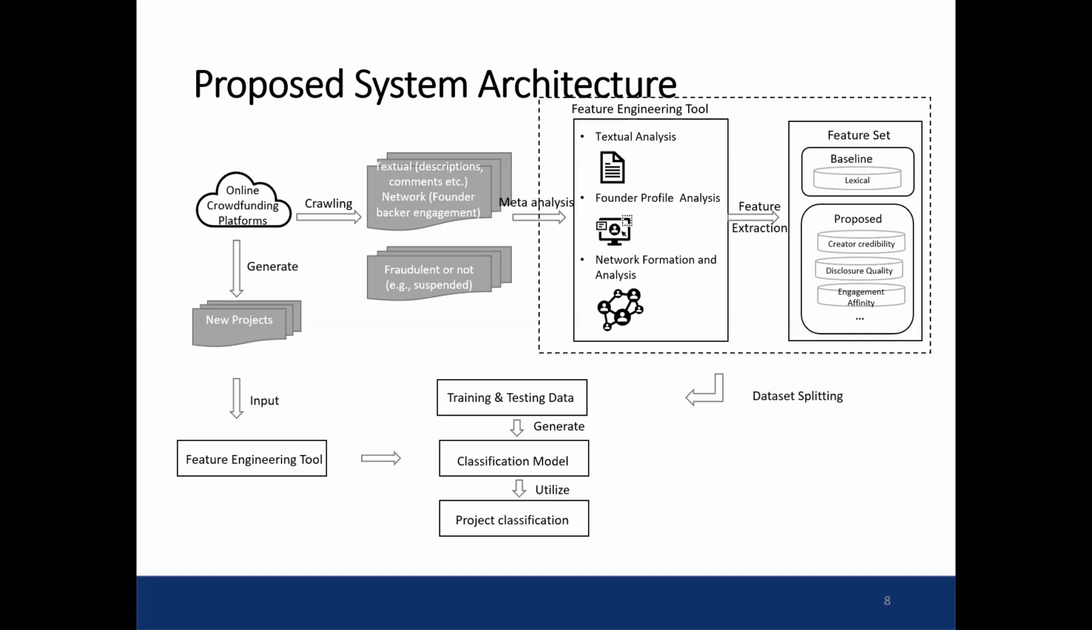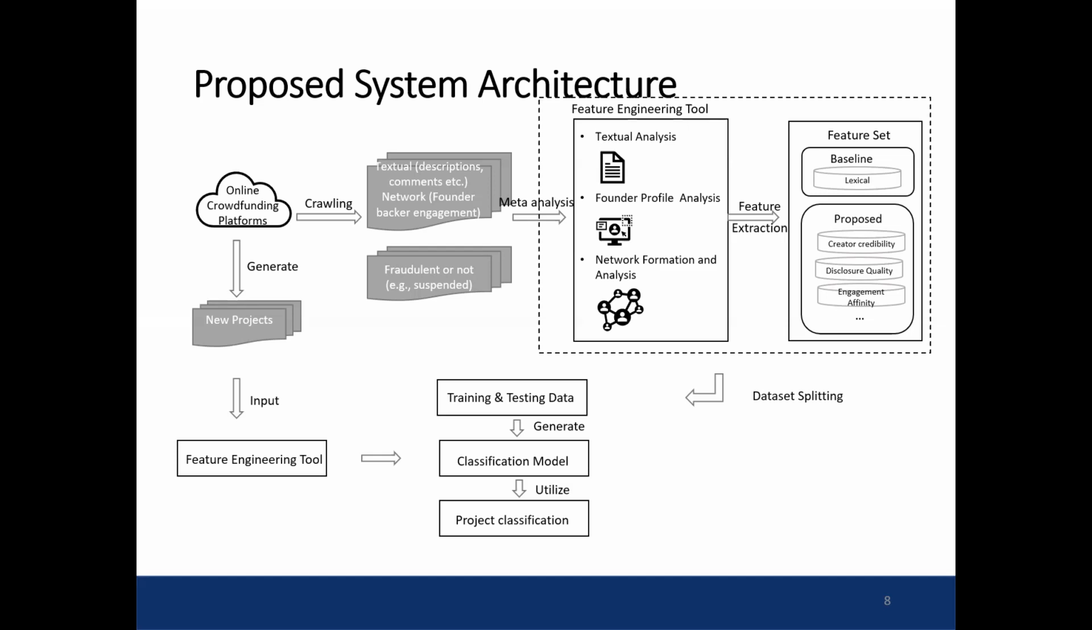As you can see, our feature set contains two parts. The first one is the baseline, which only contains n-gram features. And the second one is our proposed features guided by the theories. They include creator credibility, disclosure quality, engagement affinity, and so on.